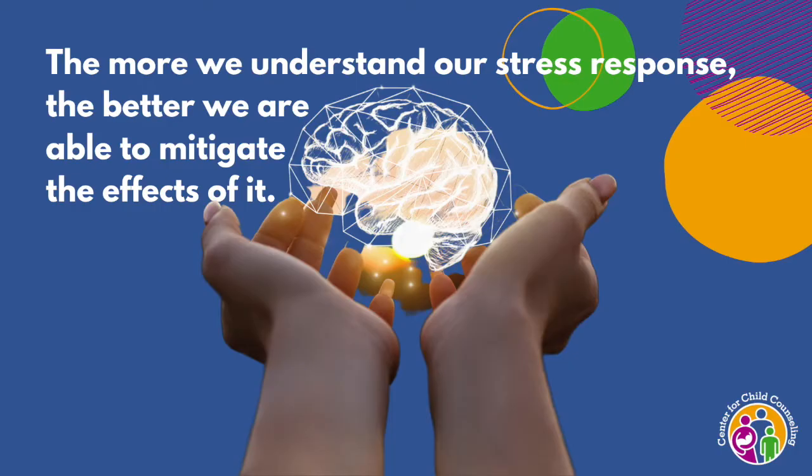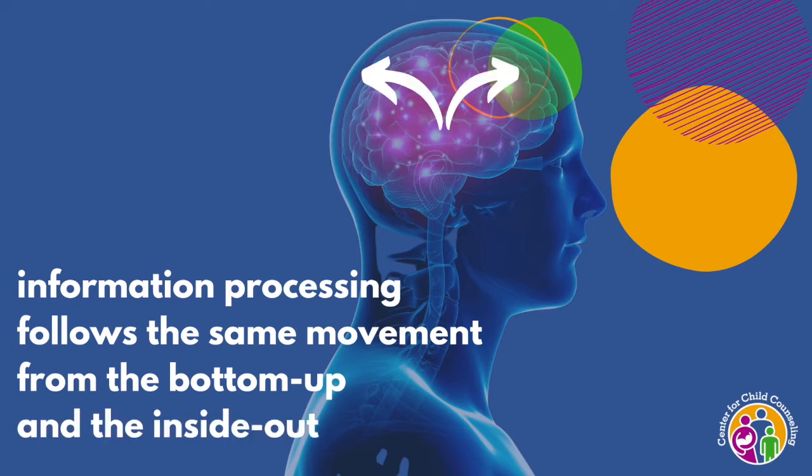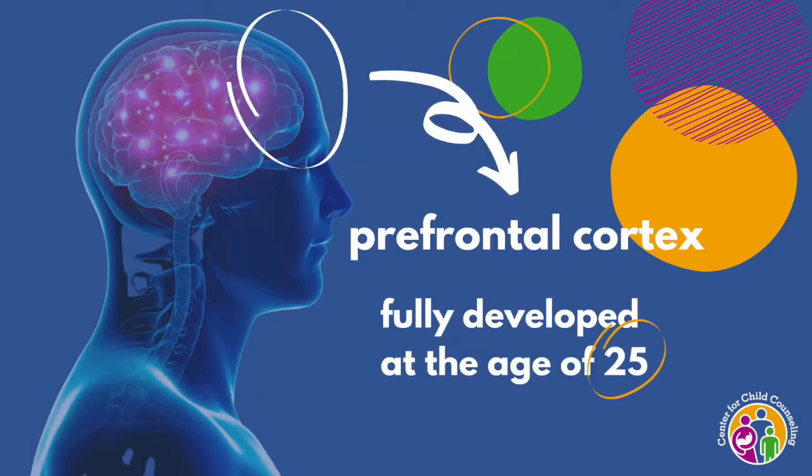The more that we understand how the brain works, the better we'll understand that response as well as mitigate the effects of it. Before we explore what each region of the brain is responsible for, it's important to remember that the brain developed from the bottom up and the inside out. This same process is also followed when our brain makes sense of new information. It travels from the bottom, up and inside the brain to the outermost regions, meaning the outer and upper regions of the brain are the last to develop in life. For example, that prefrontal cortex only develops fully at the age of 25.